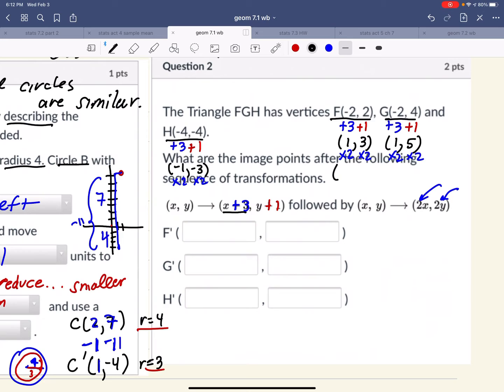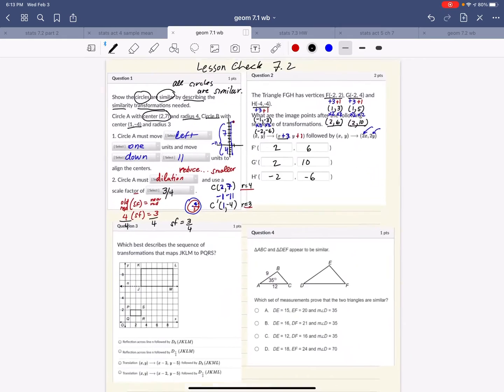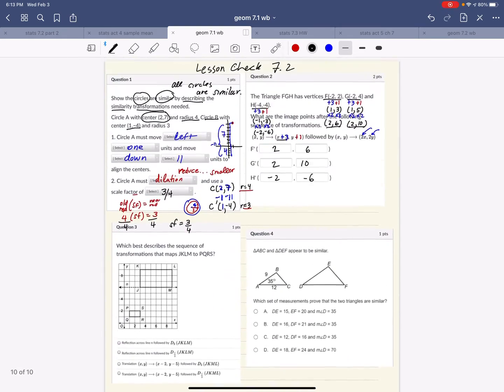So let's take a look. Where would that land us? 1 times 2 is 2. 3 times 2 is 6. 1 times 2 is 2. 5 times 2 is 10. -1 times 2 is -2. -3 times 2 is -6. Okay, so those are my coordinates. Sound good?